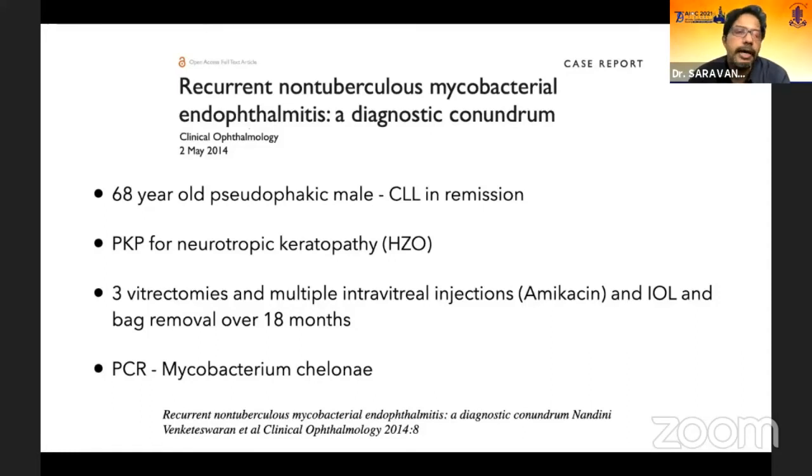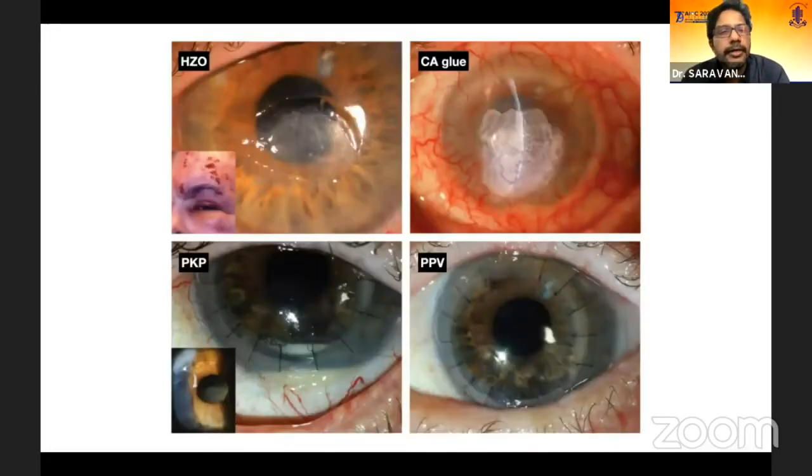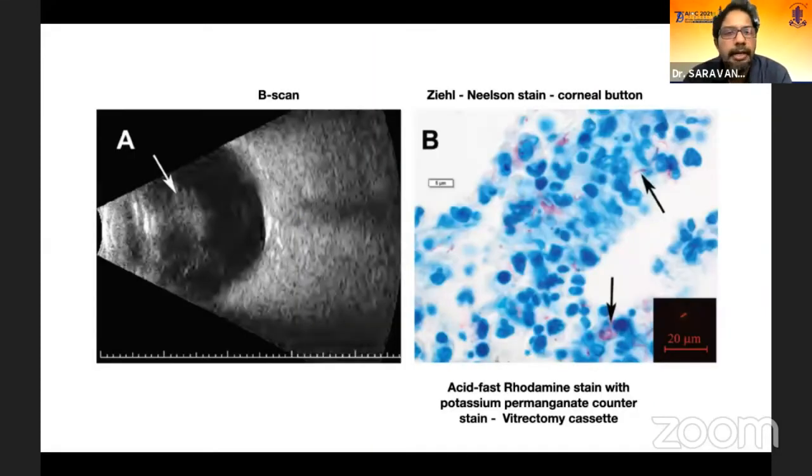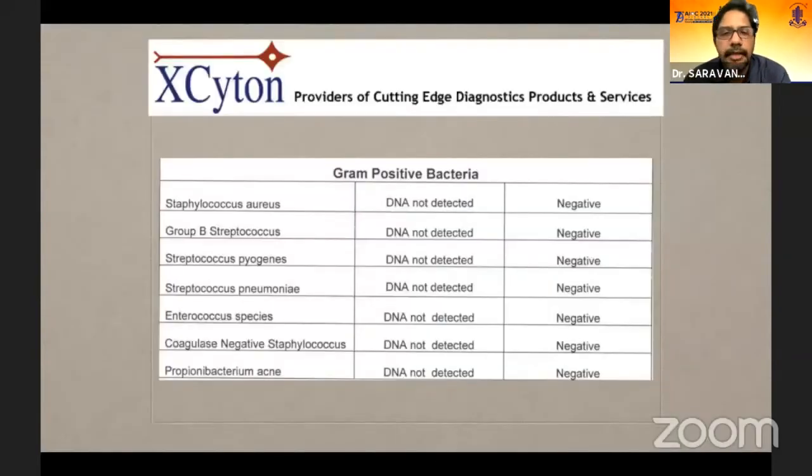So this is one more case where the routine biopsies were negative, but once they did a PCR of the aspirate, they were able to show that Mycobacterium chelonae was the cause. This was actually a trophic ulcer following a SIDWA infection. After a PKP, he developed a chronic indolent infection, which later turned out to be PCR positive for Mycobacterium. Later they took a vitreous sample and were able to prove that the acid fast bacilli were localized in the vitreous cavity also.